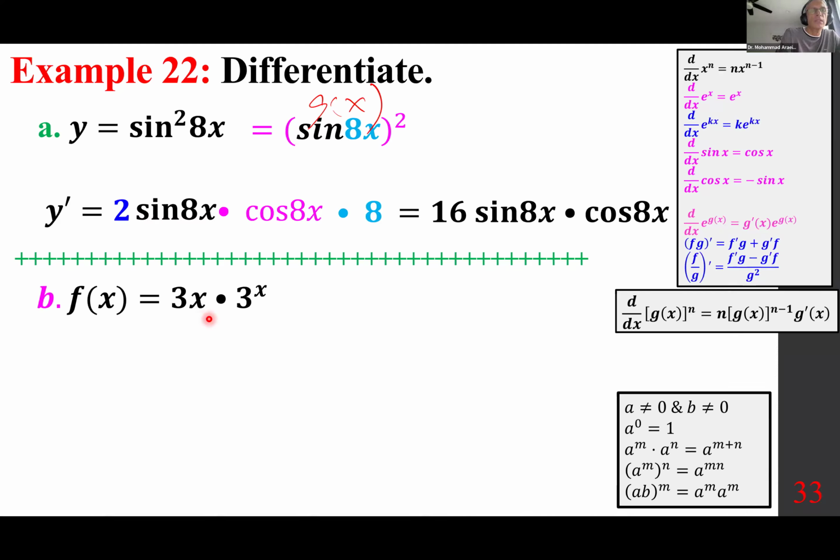Now, part B, f of x is 3x times 3 to the power of x, and we are looking at the product rule. I know this is f, but let's call this f g. And so you need f prime. F prime is just 3 times g, which is 3 to the power of x, plus g prime.